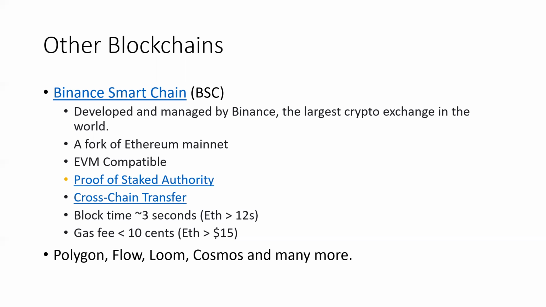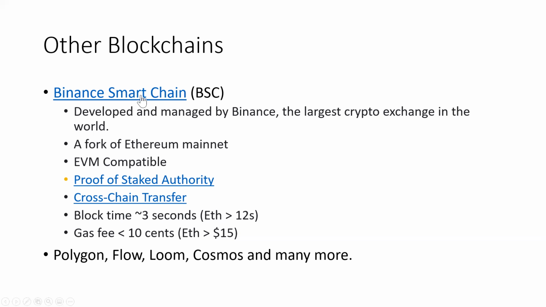Binance Smart Chain uses proof of staked authority as the consensus algorithm, and it also supports cross-chain transfer. The block time for BSC is about 3 seconds. For Ethereum, it's over 12 seconds. The gas fee is much less expensive using BSC, because the average gas fee is less than 10 cents. For Ethereum, on average, we'll need to spend over $15 for one transaction. Of course, it depends on the price of Ether.